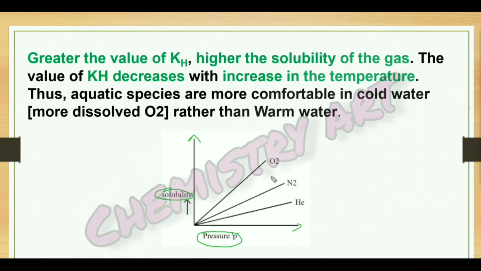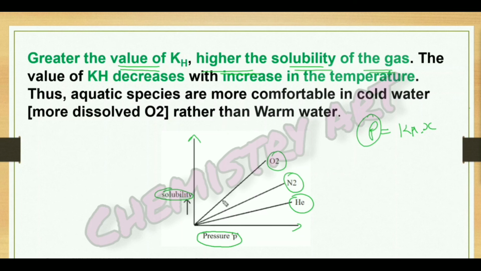You can see that different gases are there. The plots are there for the different gases: oxygen, nitrogen, and helium. And the greater the value of Kh, the higher the solubility of the gas. As we know, P is equal to Kh into X, so the solubility will increase with the pressure, and here you can see it on the graph.